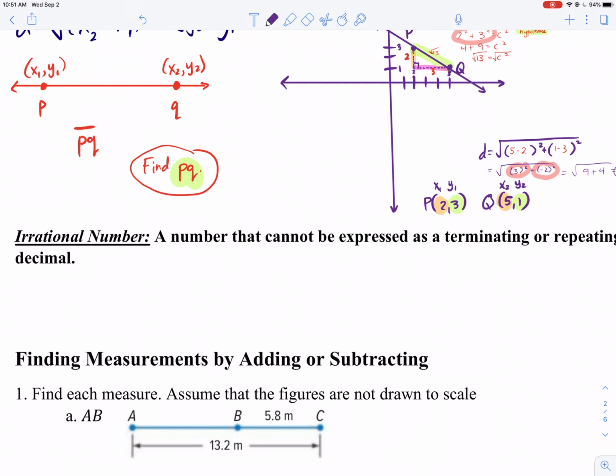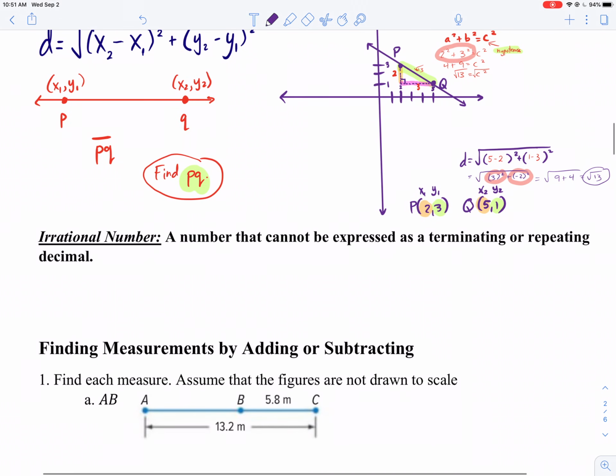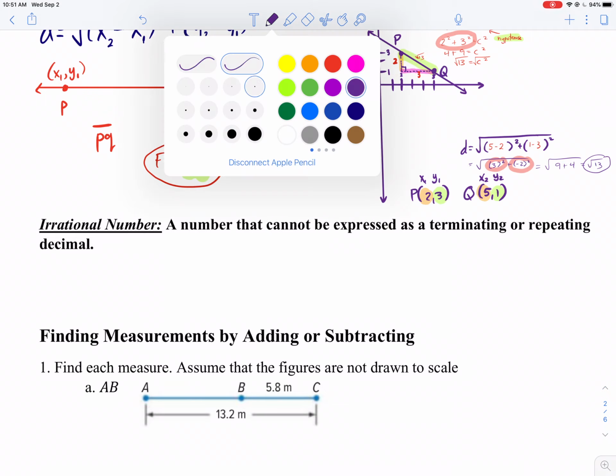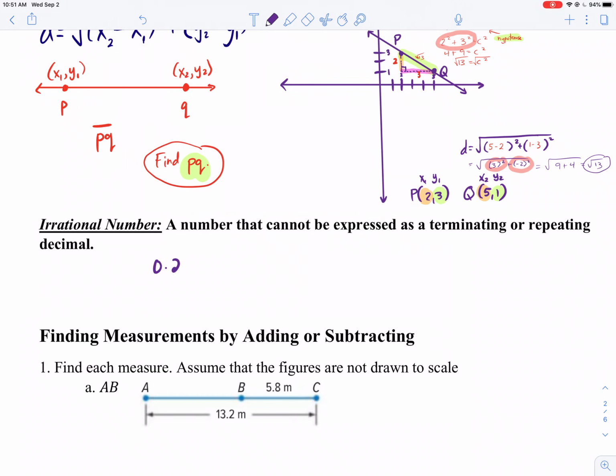Irrational numbers, I just want to make sure you're understanding, it's a number that cannot be expressed as a terminating or a repeating decimal. So if I gave you 0.25, let me make our pencil a little bigger. 0.25, you can write that as a fraction, or vice versa, okay? Or like if I said 1/5, you could write that as a terminating decimal. Or the other option we have is repeating. So like if I had 1/3, right, it'd be 0.3333 repeating. But an irrational number is going to be a number that we cannot write in that capacity.